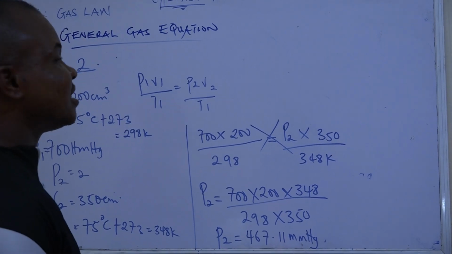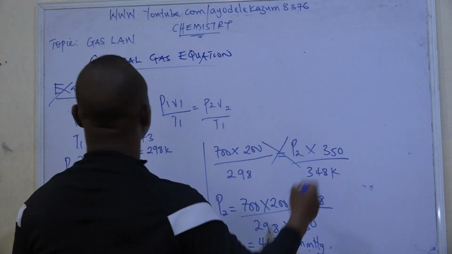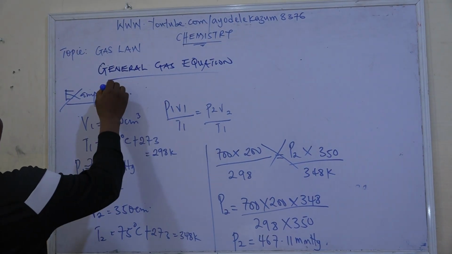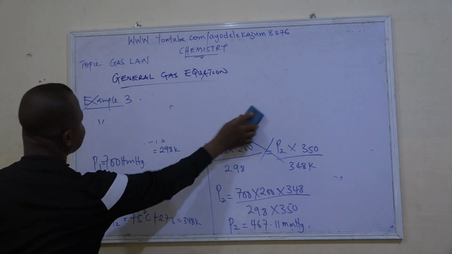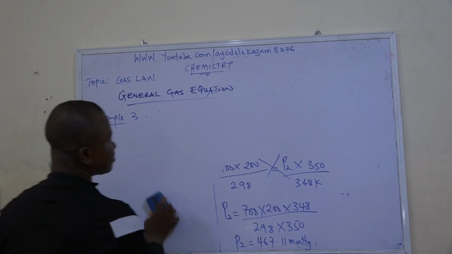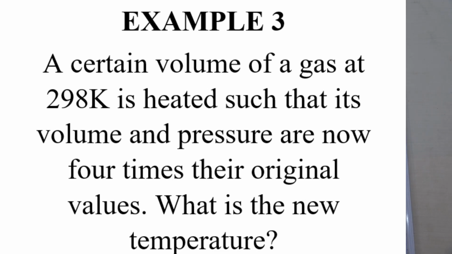Example 3. Hope you are following example 3. Example 3 says a certain volume of a gas at 298 Kelvin is heated such that its volume and pressure are now 4 times their original values. What is the new temperature?